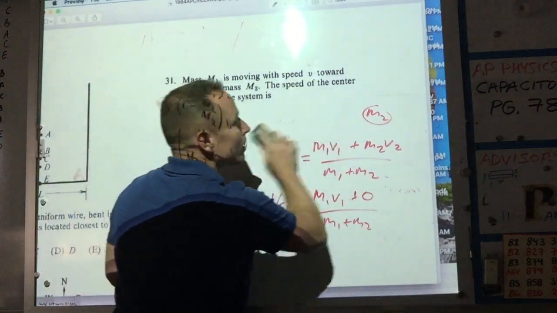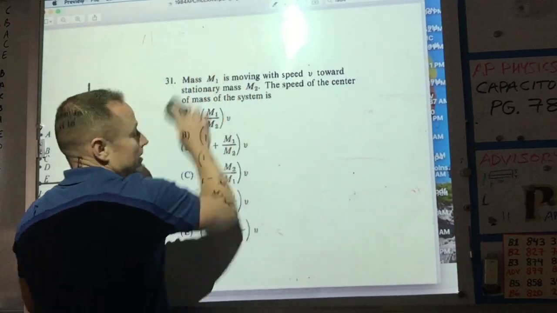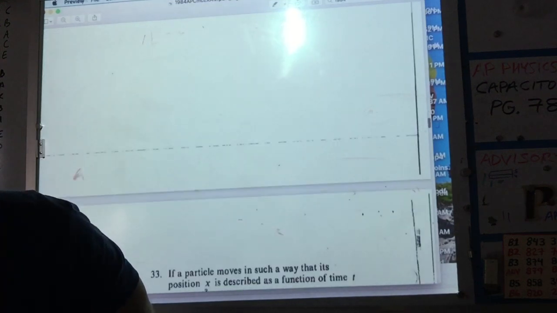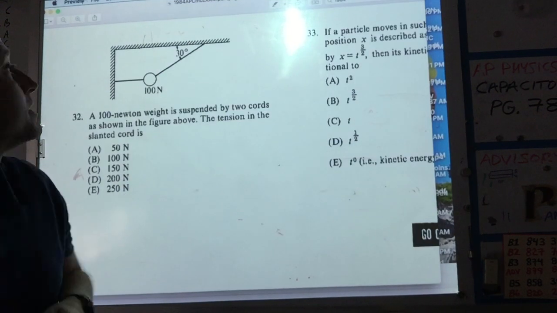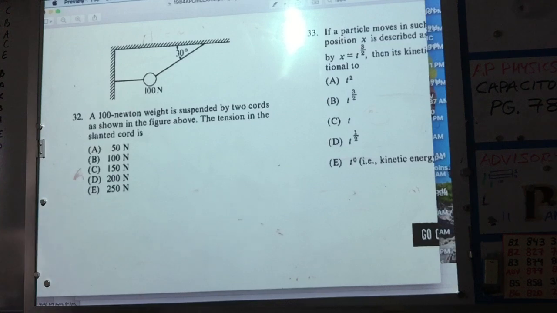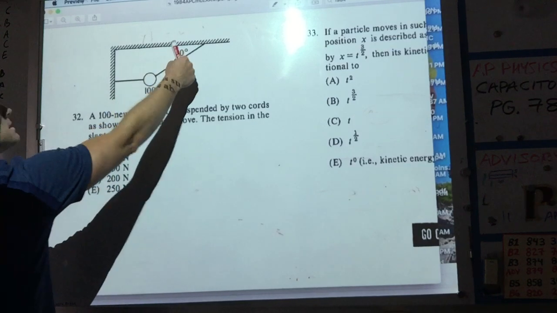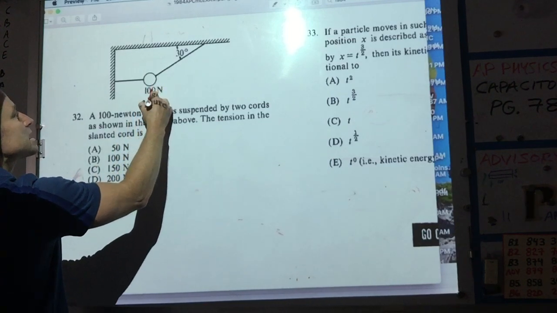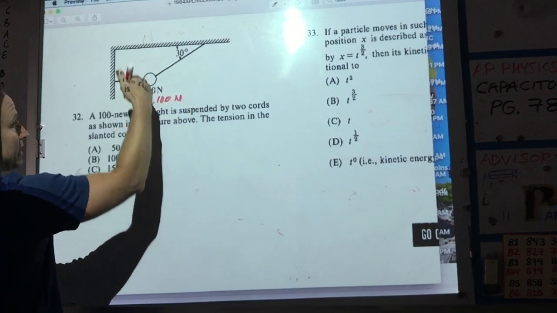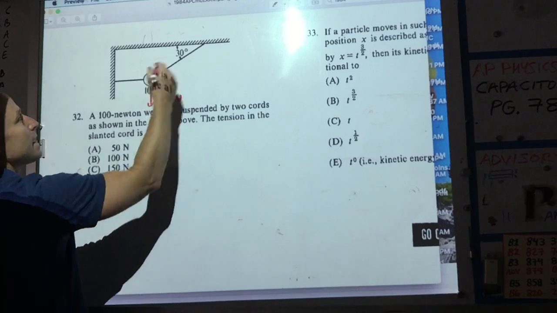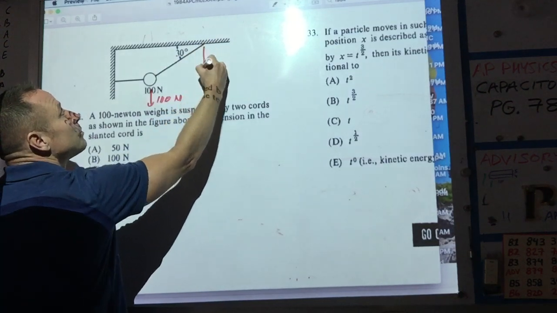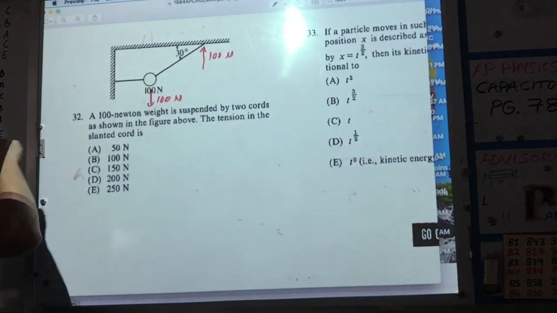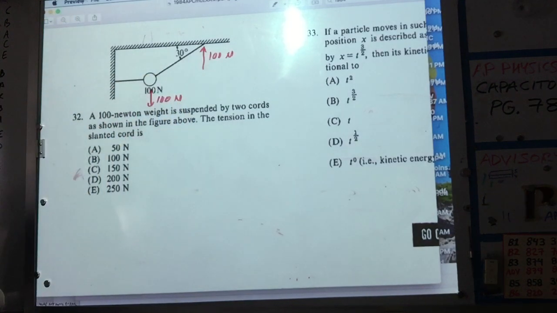All right, just a couple more. (32) 100 Newton weight suspended by 2 cords. Tension in the slanted cord is something. Let's see. This is going to be 100 down because of gravity pulling. That means that the vertical component of this guy needs to be 100. Otherwise the thing's going to wipe out.